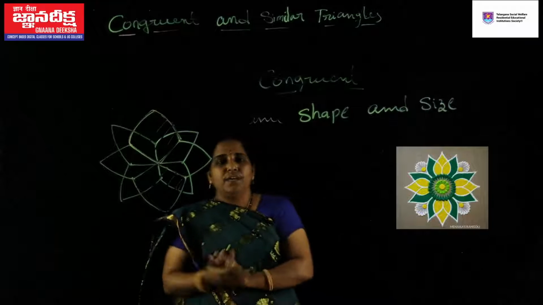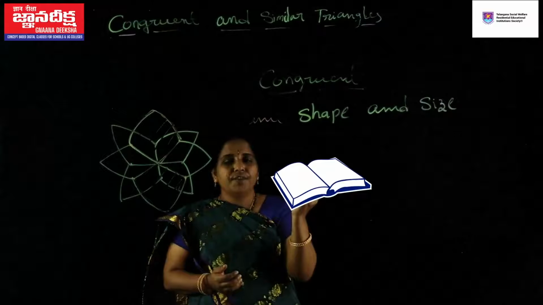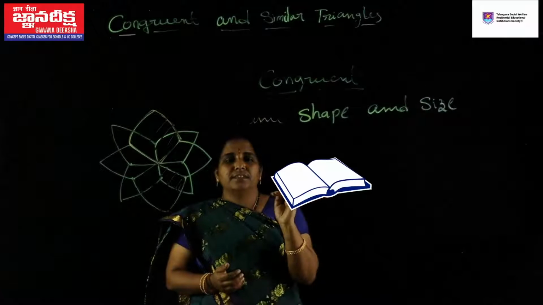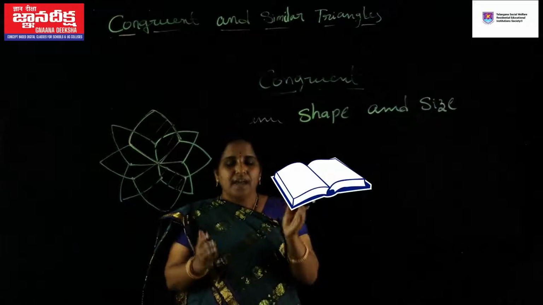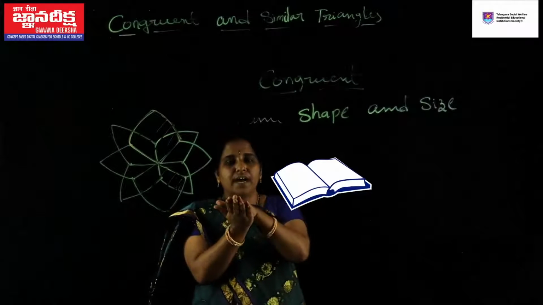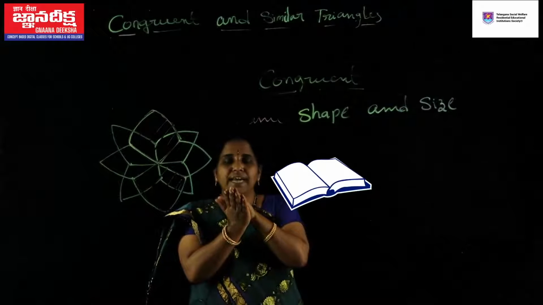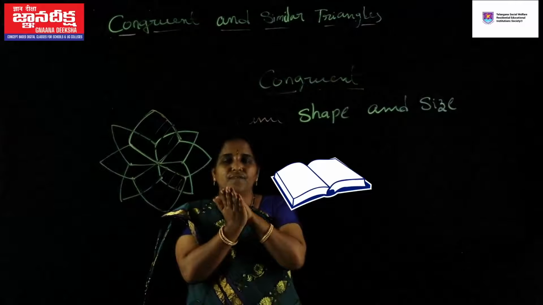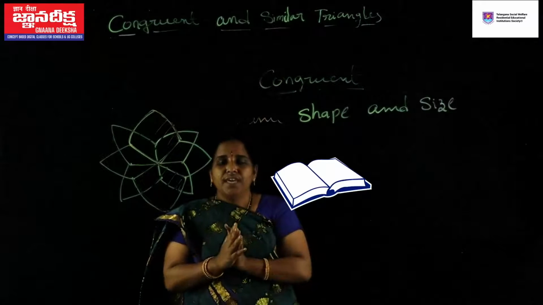And not only rangoli, when you open your textbook, see the pages of the textbook. The two pages of the textbook have the same shape and size. And when you close them, when you place one paper on the other, they superimpose. This kind of objects, when they are placed one on the other and superimpose, are said to be simply congruent to each other.